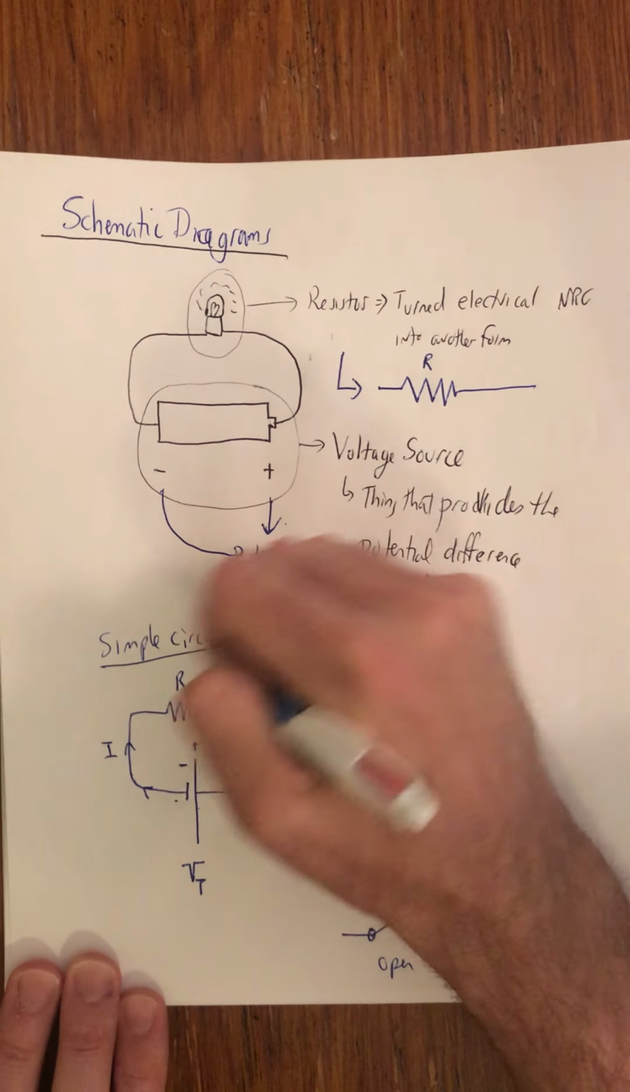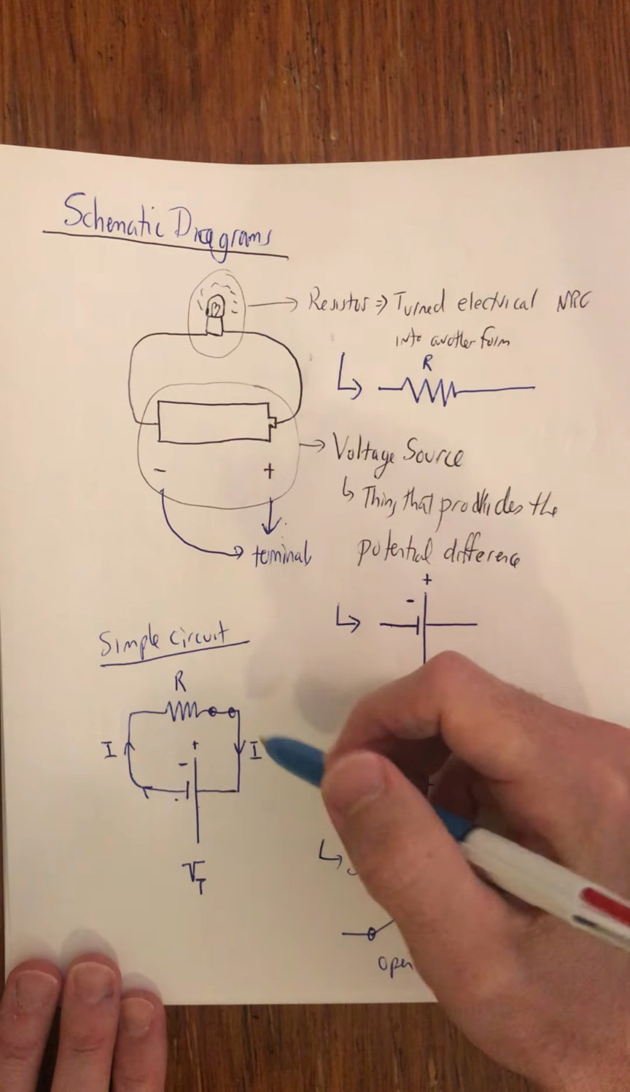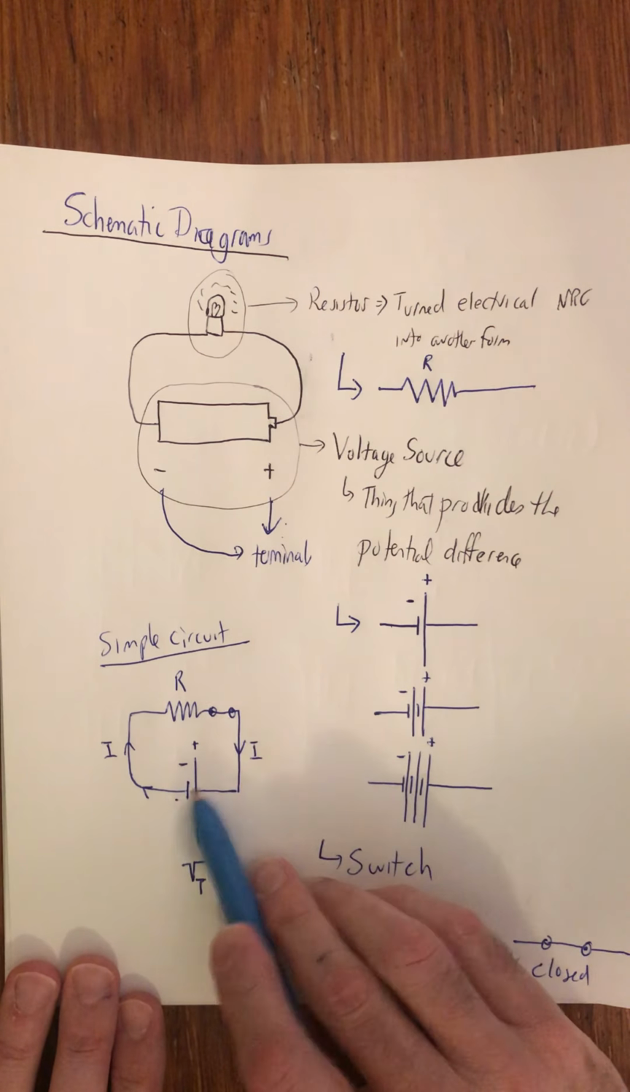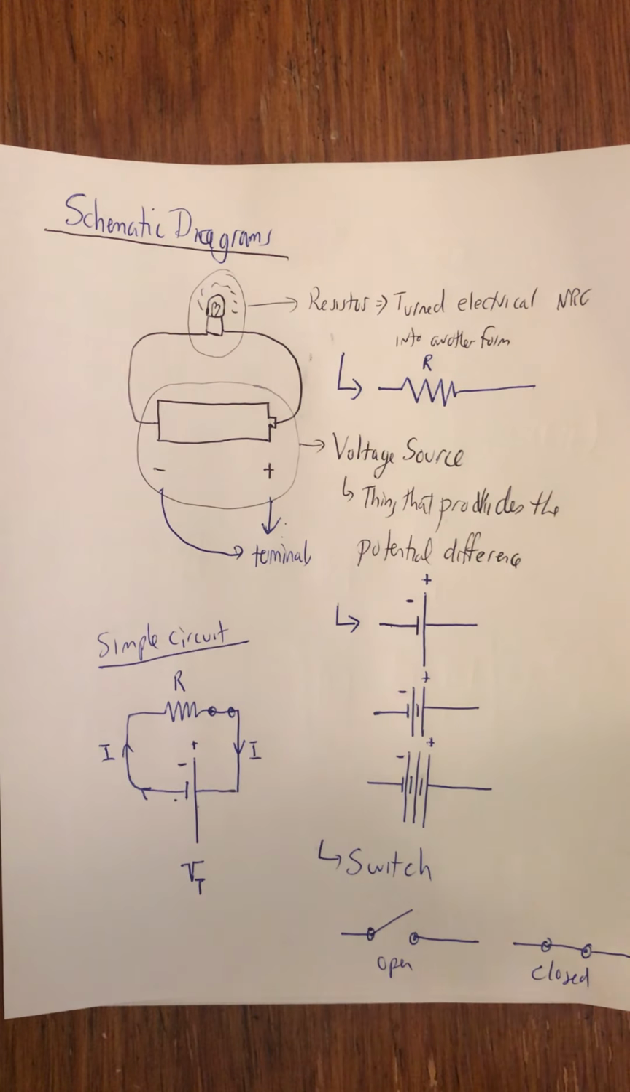A couple of things there. Notice here, it doesn't have to be like a box. It could be a circle, a loop. The resistor could be there. The battery could be there. It doesn't really matter as long as it is a closed loop. A simple circuit has a voltage source and one resistor.